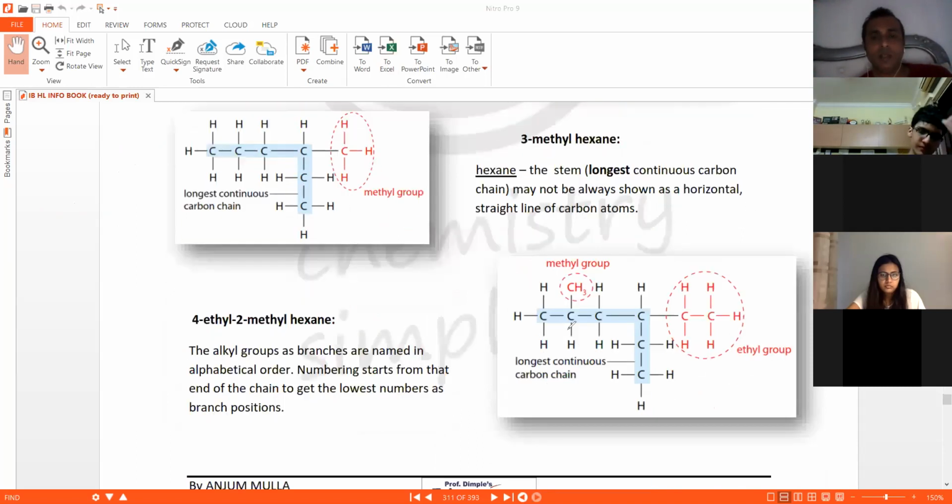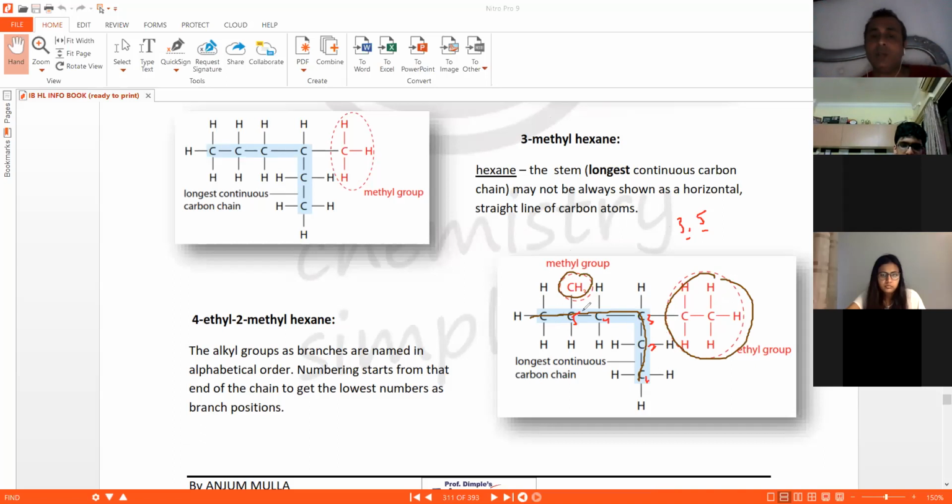Now here again hexane because this is the 6 carbon chain. Now there is methyl here and ethyl here. So which side should I count from? I should count from that side where the numbers are minimum. So if I start counting from, suppose here, 1, 2, 3, and then 4 and 5, I will get branches at 3 and 5.